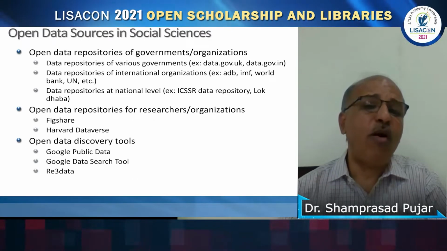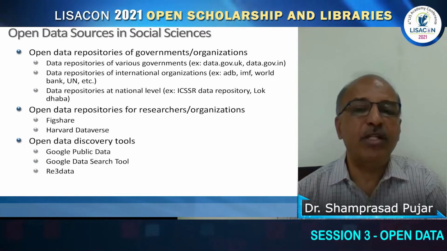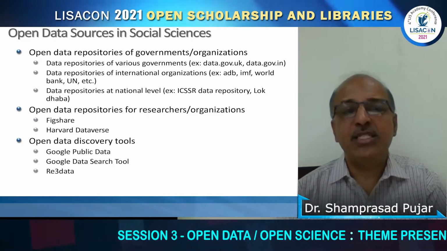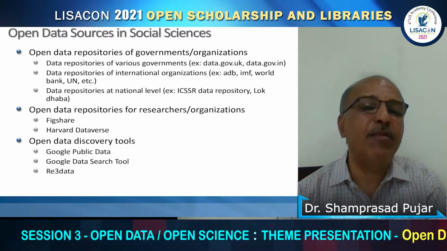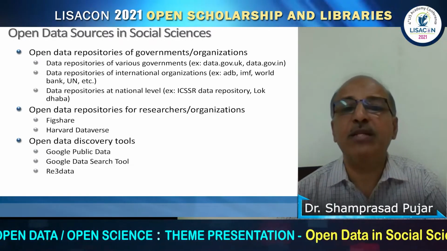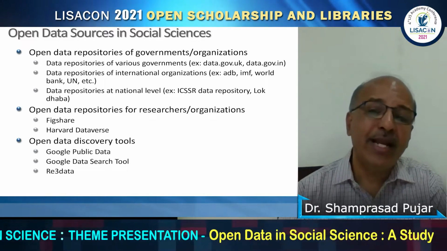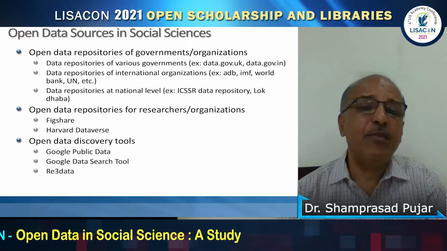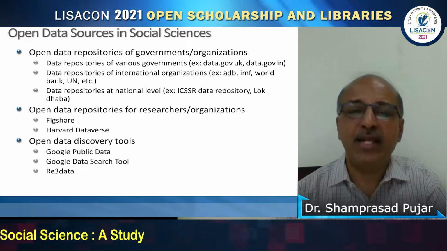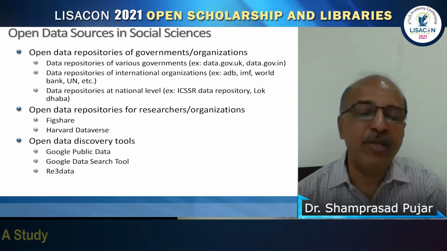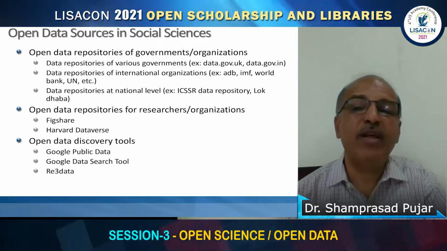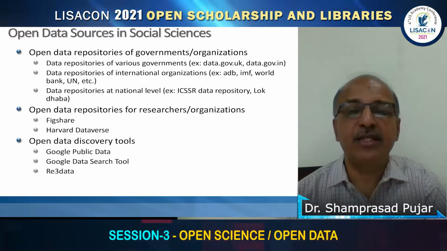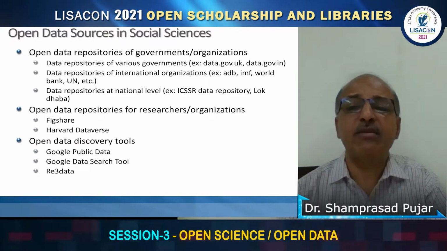Because of the efforts of the government, the international organizations, national organizations and the ministries, a lot of open data is available. A lot of open data sources are available in the field of social sciences at the international level, national level, and government level. For example, there are data repositories of various governments. The best example to quote is our own Government of India data portal, where data of various ministries, departments and schemes is made available through data.gov.in.